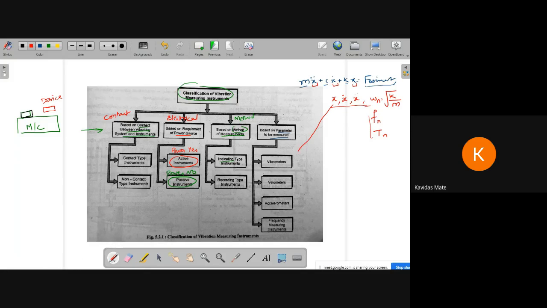If you are measuring the displacement, the amplitude of displacement, then this is called a vibrometer. If you are measuring x dot, that is velocity, then it's a velometer. If you measure the acceleration of the system, it's called an accelerometer. If you are measuring the frequency of the system, it's called frequency measurement. So depending upon the parameter you choose for study, that type of instrument is classified accordingly.